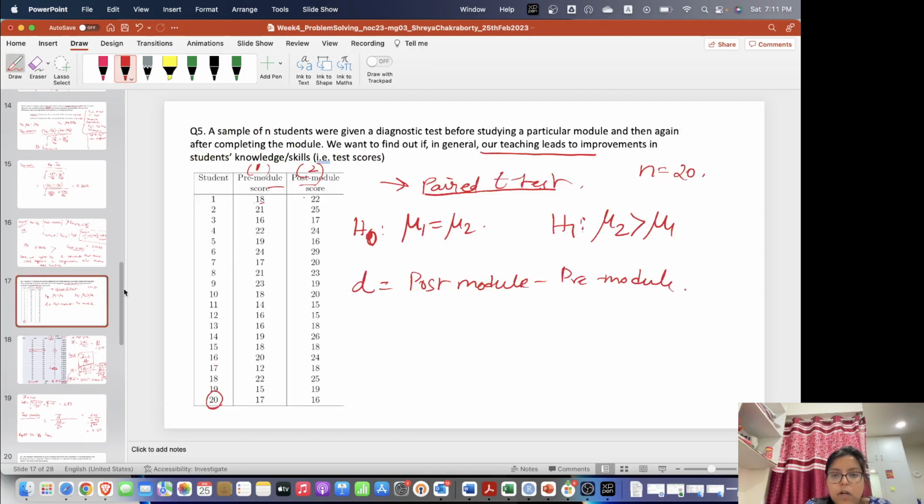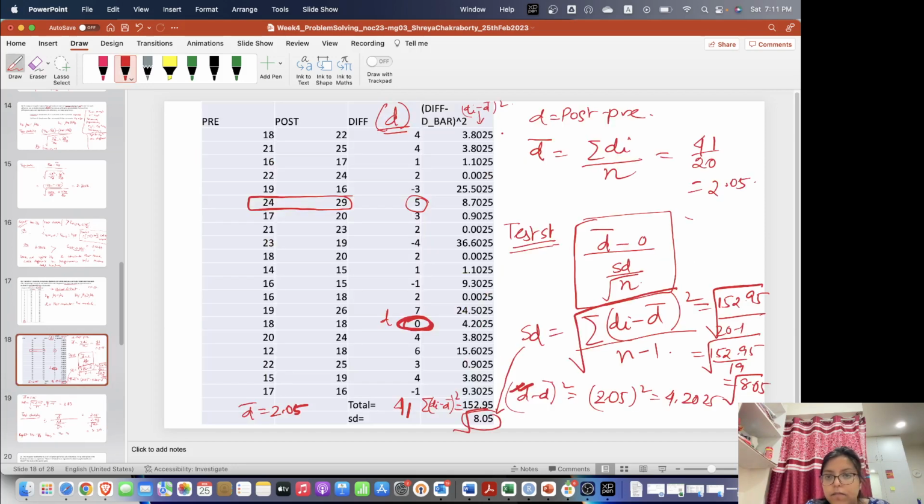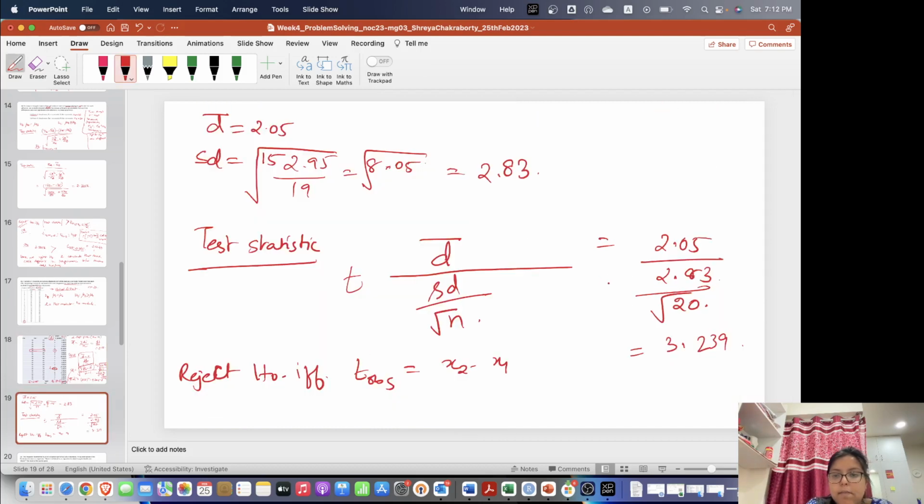Okay, so our rule is we'll reject H naught if and only if the observed T, so the alternate was mu2 is greater than mu1. So observed T is based on x2 minus x1. If you remember the calculation of D, post minus pre, x2 minus x1. And the similar sign we have in the alternate, that is mu2 minus mu1 greater than 0. That is the alternate.